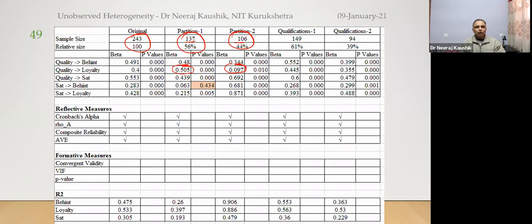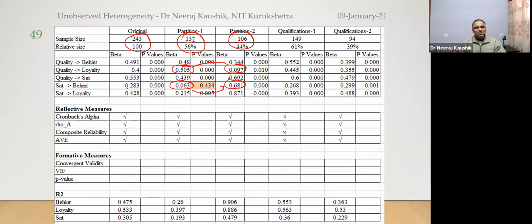50% quality leads to loyalty. The effect is 0.5, and here it is almost 0.1. The effect is 5 times on this cluster as compared to this cluster. Check it out. Satisfaction leads to behavioral intention. Almost 10 times is the effect here. In this cluster, for these people, it's 0.68. For this, it's 0.06. It's almost how many times? 6 times or 10 times is the effect of this.